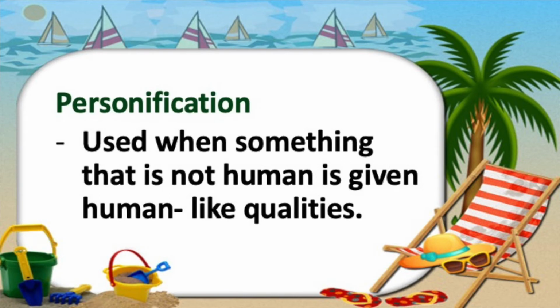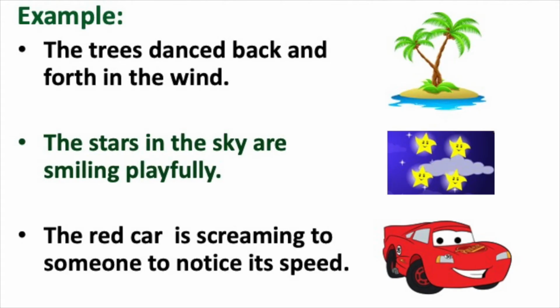Next one, we have personification. It is used when something that is not human is given human-like qualities. We are giving inanimate objects the qualities of a human. Let's have an example. First example: the trees dance back and forth in the wind.